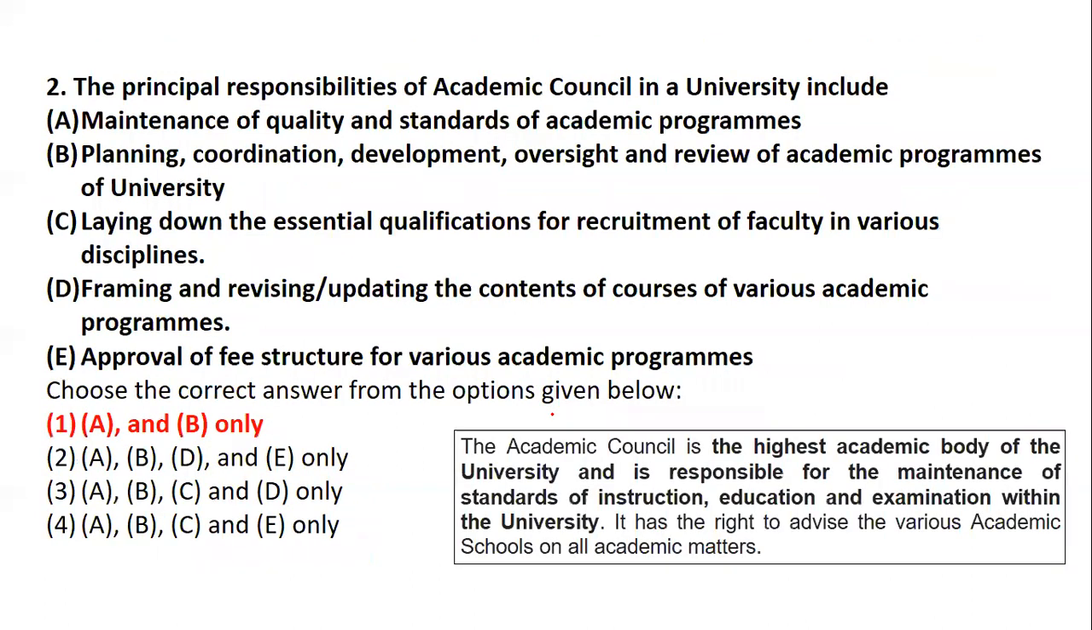So let's see. It is option A and option B. When we talk about the academic council, it is the highest academic body of the university, and it is responsible not only for maintenance of standards of instruction, but also for education and examination.